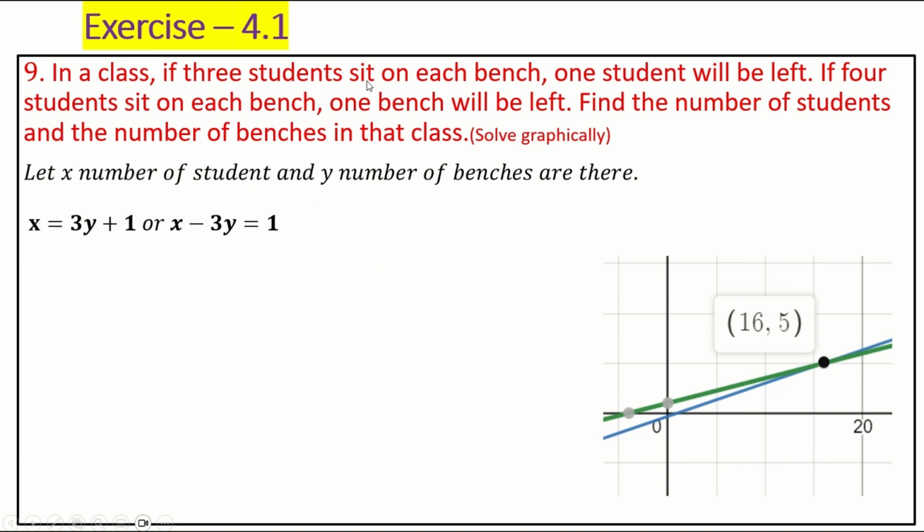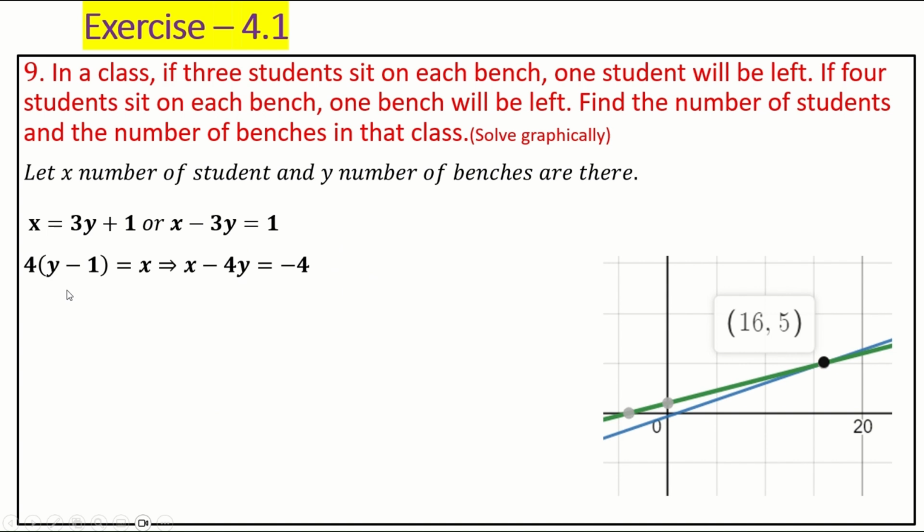If three students sit on one bench, one student is left out, right? So x minus 1 equal to 3y basically. So that is x minus 3y equal to 1. This is your first equation.